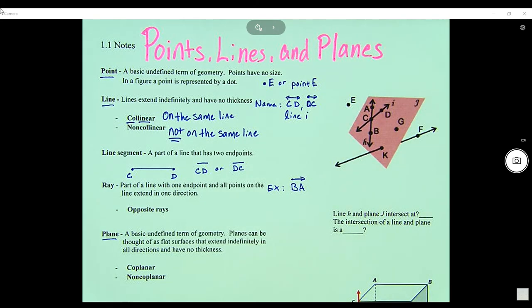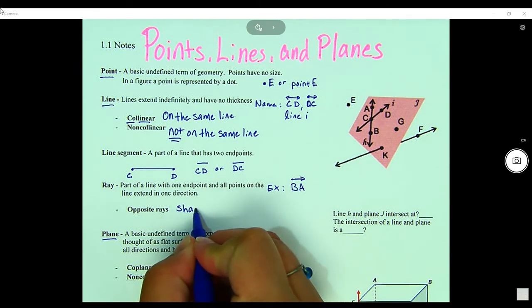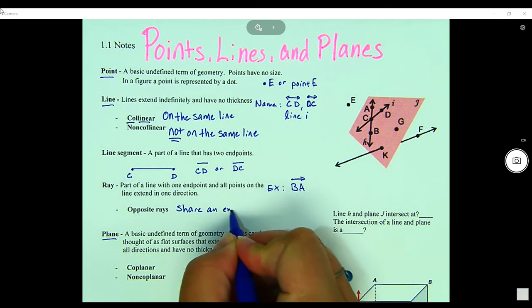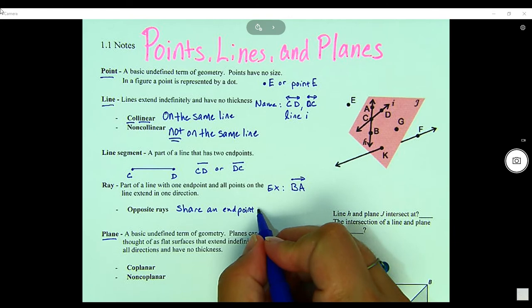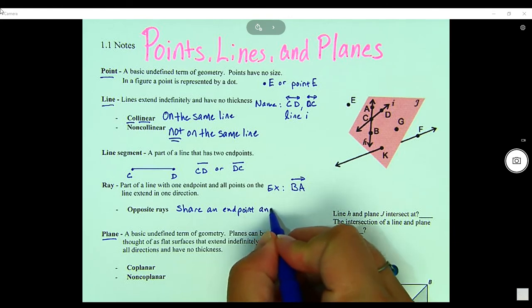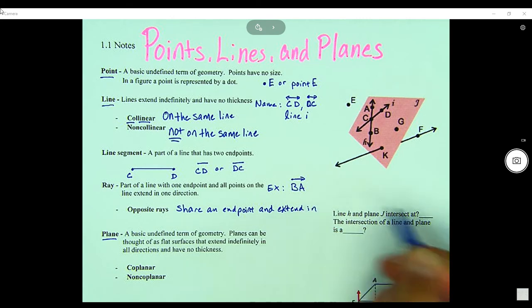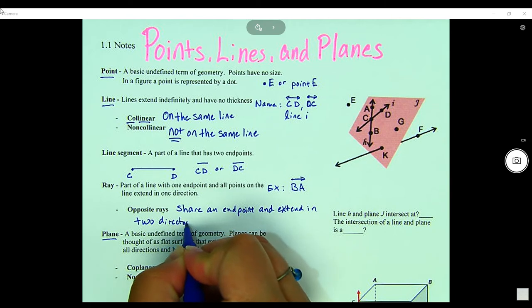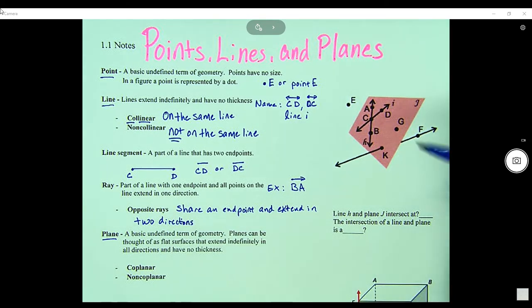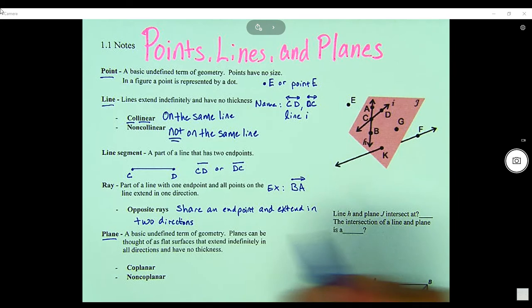Opposite rays are two rays. They share an endpoint, and they extend in two directions. So for example, on this line, you have a ray CA and a ray CB that are opposite rays.